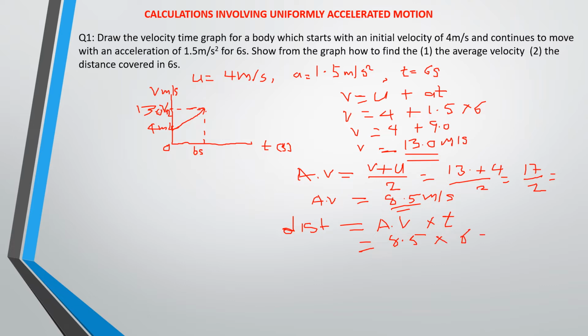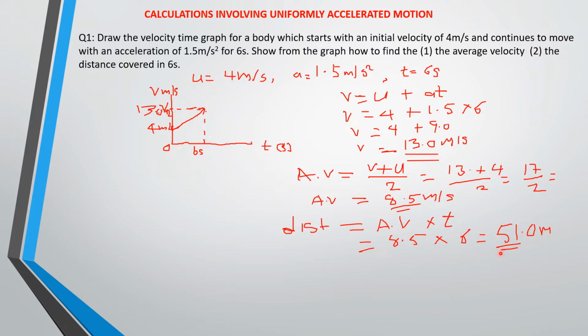So when you work this out, what do you get? You have 51.0 meters. So this gives you the distance covered for this particular motion for 6 seconds.